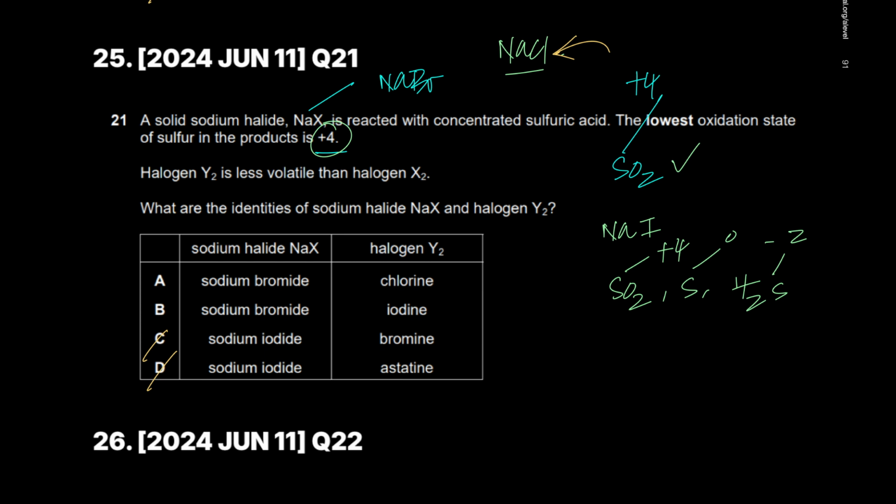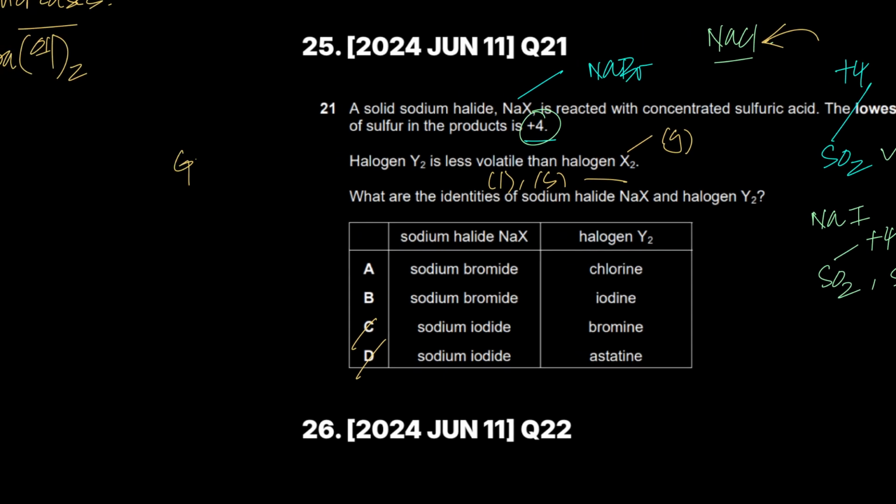And he now is saying that halogen Y2 is less volatile. Less volatile means that it must be a liquid or a solid. If halogen X2 is a gas, then this must be liquid or solid, right? Less volatility means that stuff. Less volatile as you go down group 17. Down group 17, chlorine is a gas, then bromine becomes a liquid, then iodine is a solid, astatine is a solid, right? Fluorine is a gas.